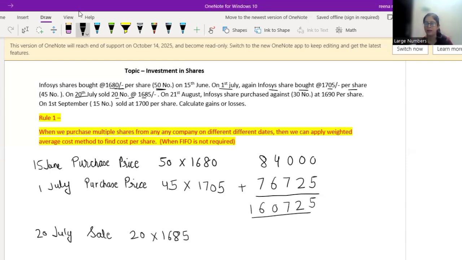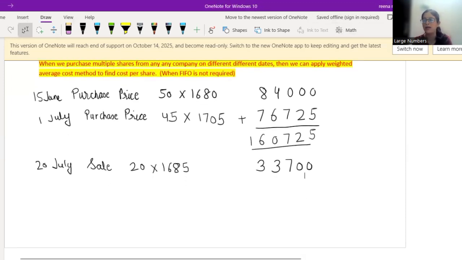So how much income did we generate, how much money did we receive? If I sell some shares, then I will get money. So let's find out how much money I received. See, I got 33,700 when I sold these shares. Now I want to find out how much profit I earned. Did I earn any profit or did I suffer any loss? First of all, we have to find out the cost of the 20 shares that we sold.